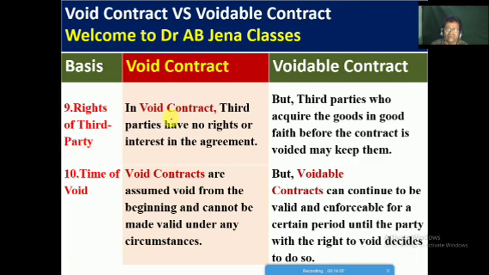Next, the rights of third parties. In the case of a void contract, third parties have no rights in the interest of the agreement, but third parties who acquire the goods in good faith before the contract is voided may keep them. Last one, the basis of comparison: the time of voiding. Void contracts are assumed void from the beginning and cannot be made valid under any circumstances. But voidable contracts can continue to be valid and enforceable for a certain period until the party with the right to void decides to do so.